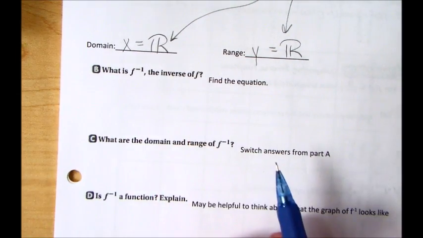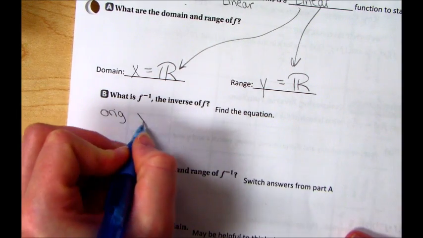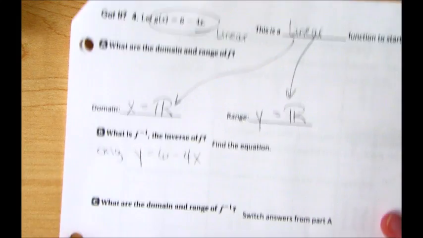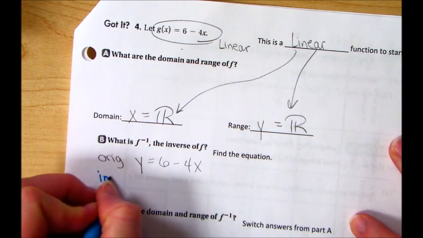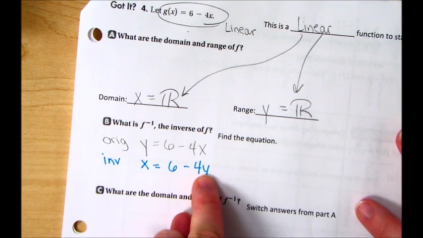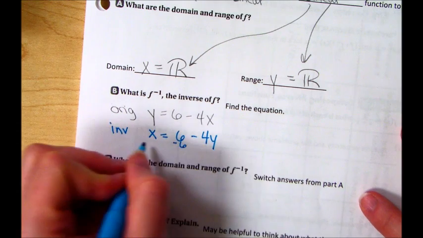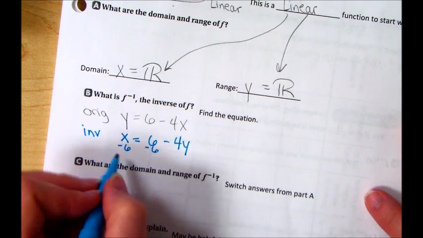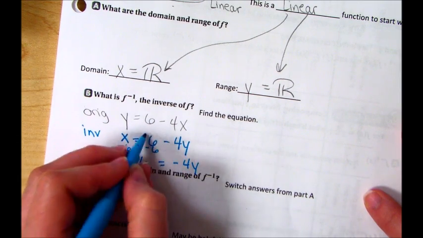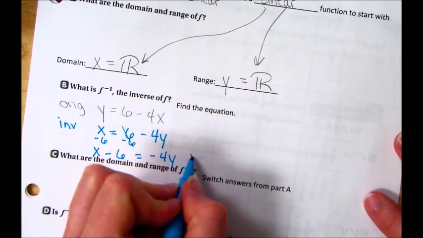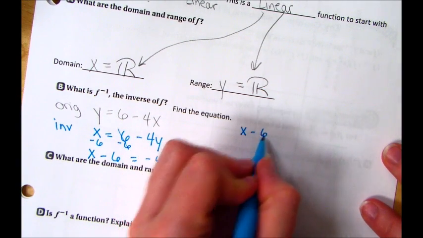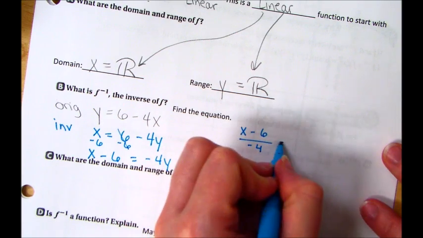Now let's find the equation of the inverse. So the original was y equals 6 minus 4x. Now I got that from up above. So the inverse is x equals 6 minus 4y. And we have to solve for y. So we're going to subtract 6 from both sides, and we're going to get x minus 6 equals negative 4y. Those 6's cancel. And now I need to divide by negative 4. So I'm going to have x minus 6 all over negative 4 equal to y.